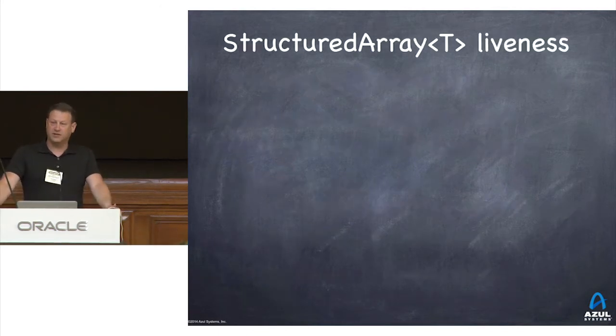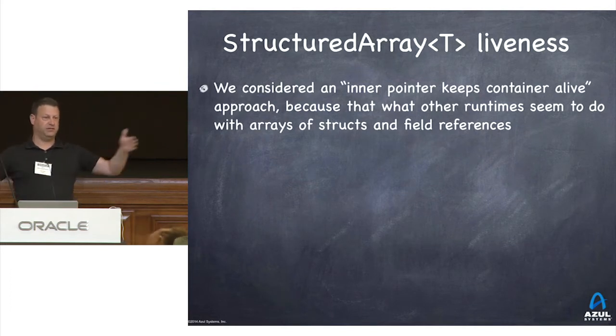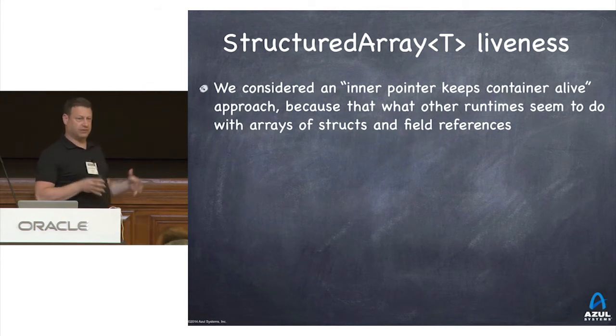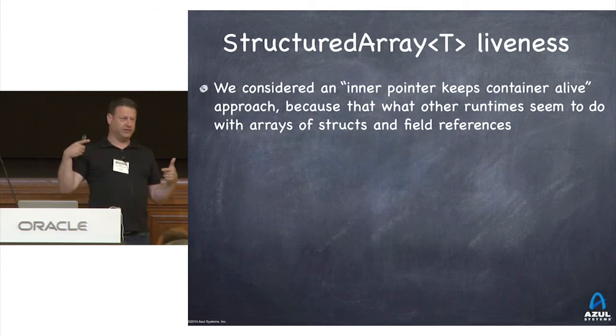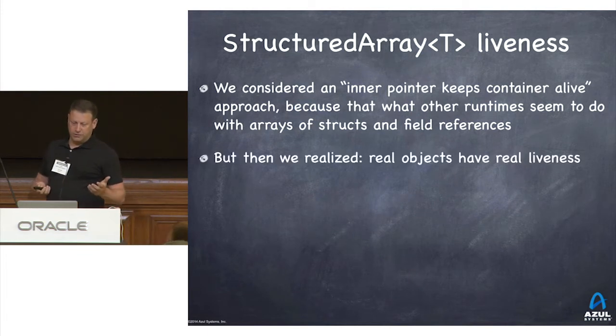Liveness is another obvious and very important aspect of this. We started off looking at this and saying, well, other runtimes have this too, so liveness should obviously be if you point to the middle of an object that's big, then the object is alive. That's what other runtimes seem to do when they have arrays of structs or when they have references to inner fields. And then we had a breakthrough when we realized that we have real objects in there.